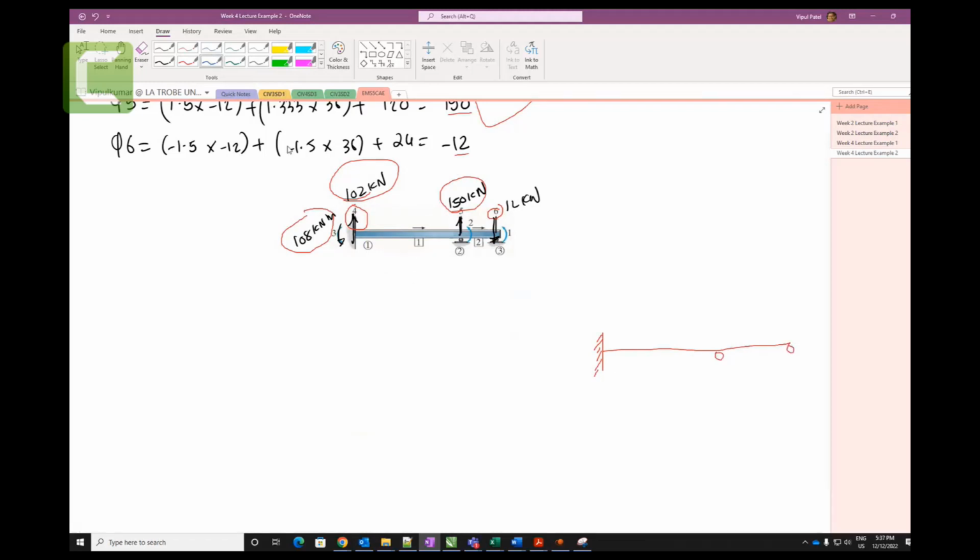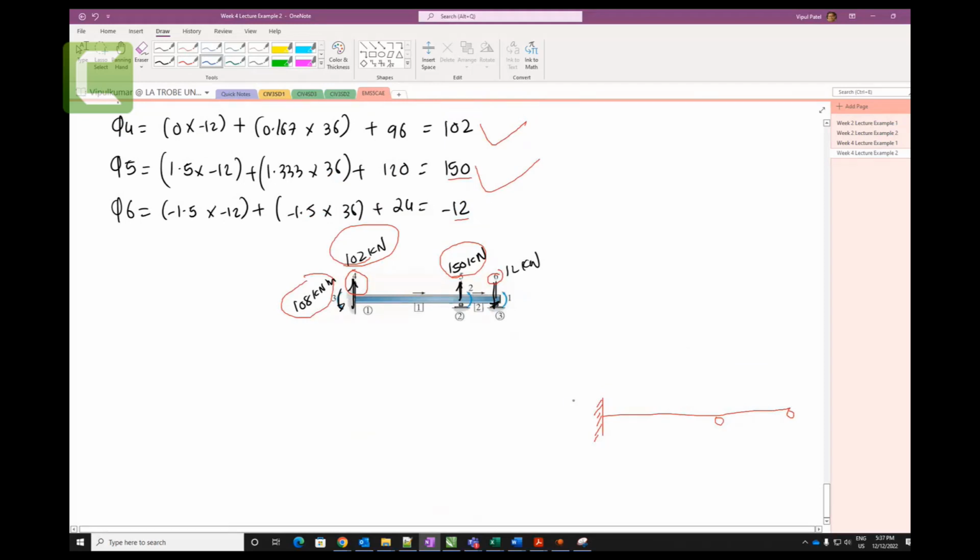So in the free body diagram, you can put 108 kilonewton meters, you put 102 kilonewtons, you can put 150 kilonewtons, and you can put 12 kilonewtons. So that is the one with your hand calculations.